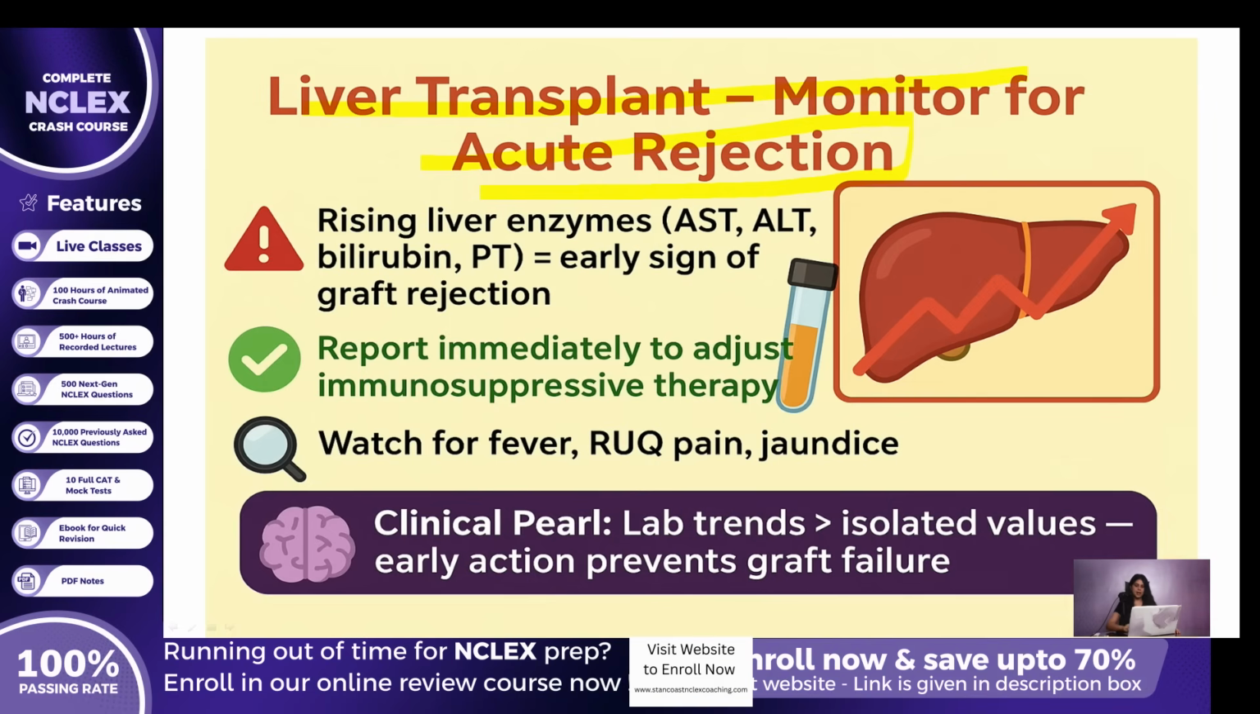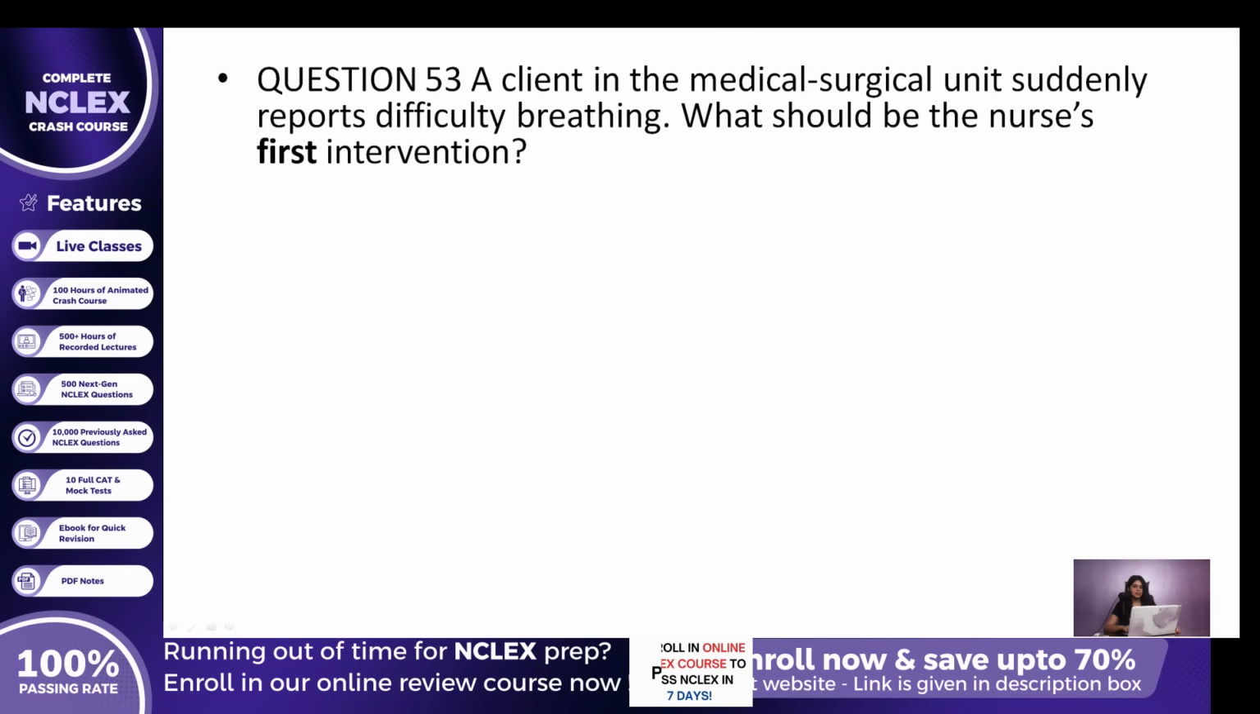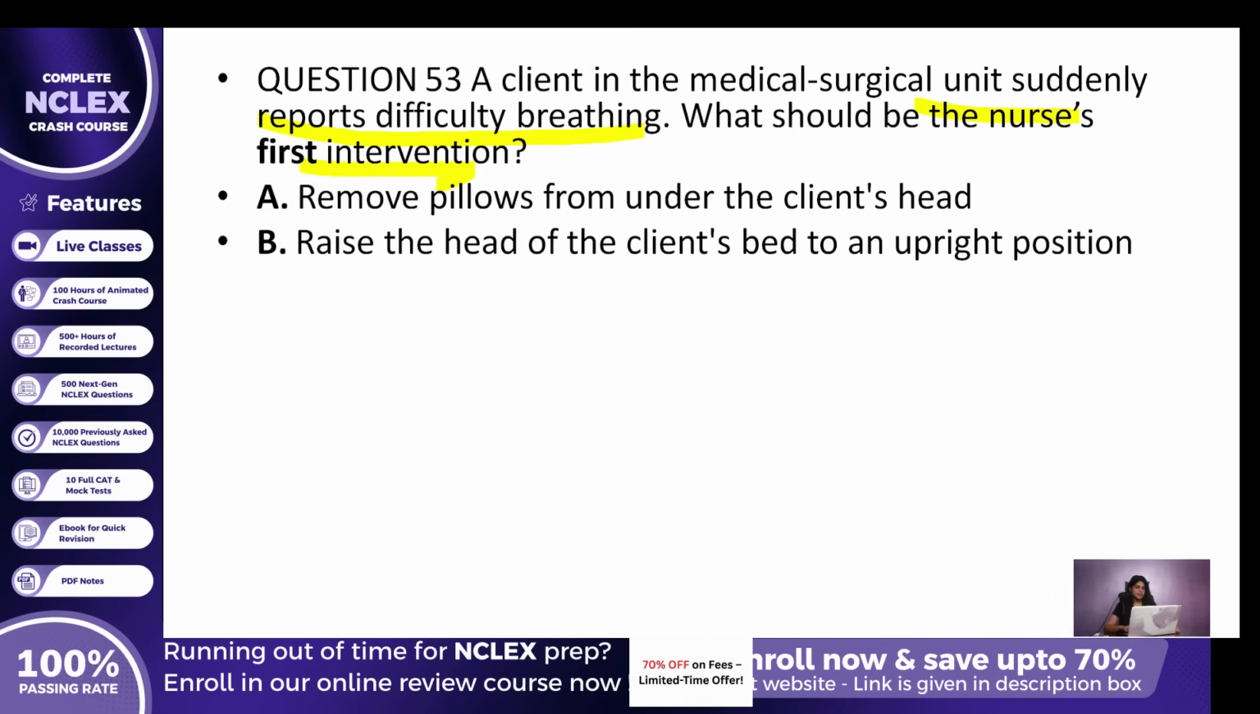Let us now shift to a high-priority scenario involving sudden respiratory distress. Question 53. A client in the medical surgical unit suddenly reports difficulty breathing. The options are Option A, remove pillows from under the client's head. Option B, raise the head of the client's bed to an upright position.